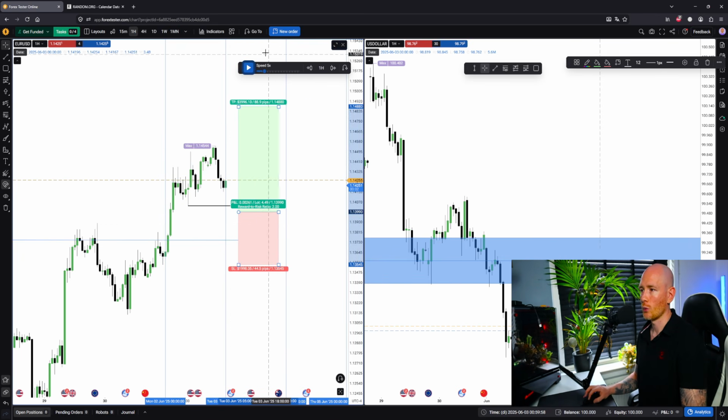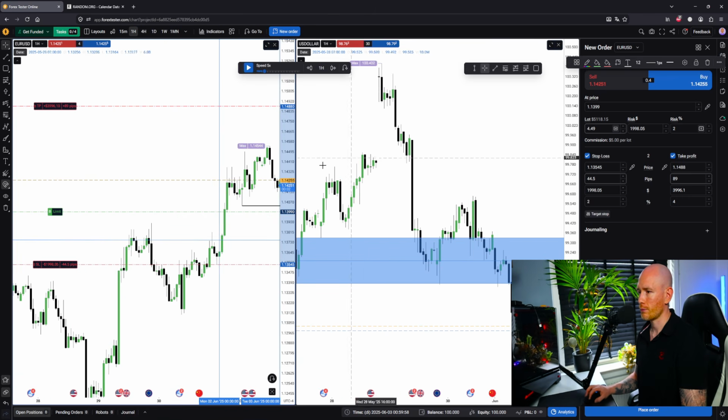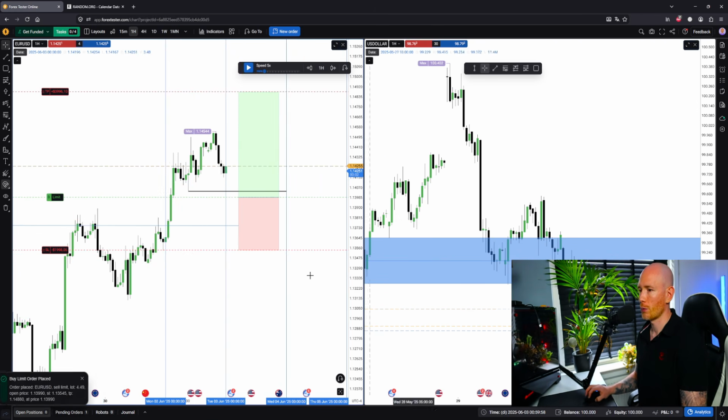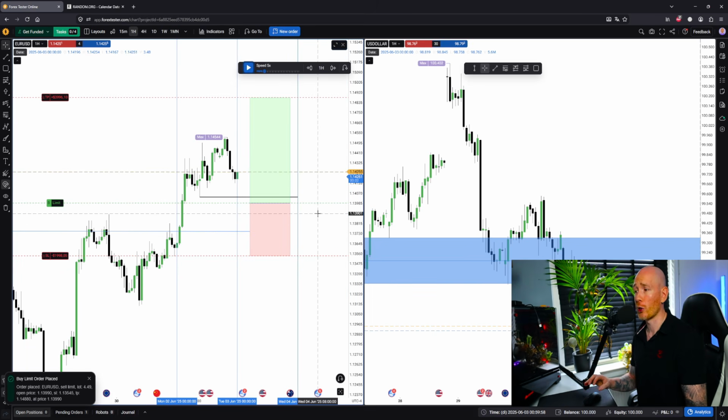Let me see if I can input this order. Yep, it immediately does that, right? See, on the right side, we can input our risk. We do 2%. We start off with 2% on a fresh challenge, as always. 1 to 2 gives us 4%. Then we'll see what we do afterwards, right? So the buy limit, let's place it. And literally what we're going to do is just wait now.